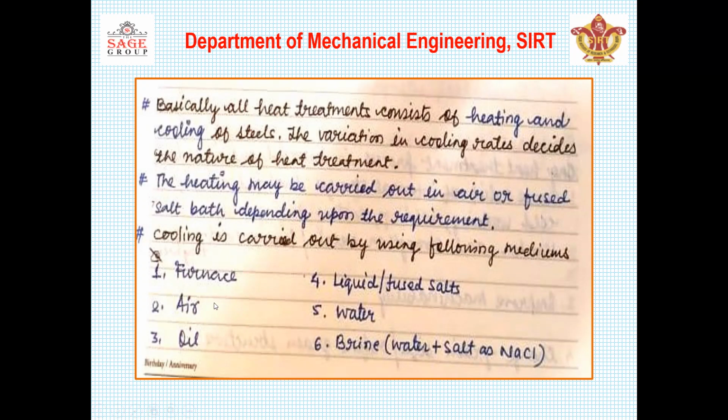So there are some cooling mediums, those are mentioned here. First is furnace, second air, third oil, fourth is liquid or fused salts, fifth is water, and sixth is brine, that is water plus salt as NaCl. So these are the cooling mediums that are used for cooling the metal or alloys after the heating and holding process.